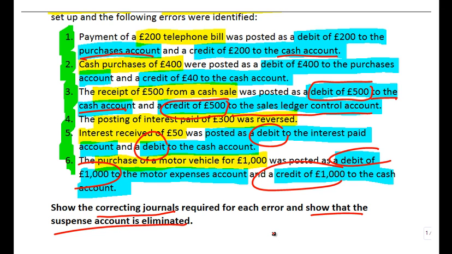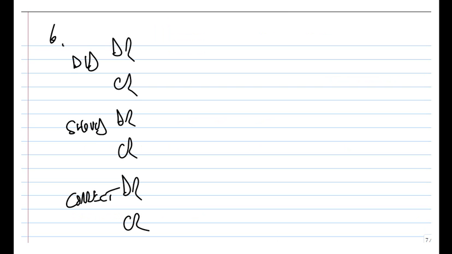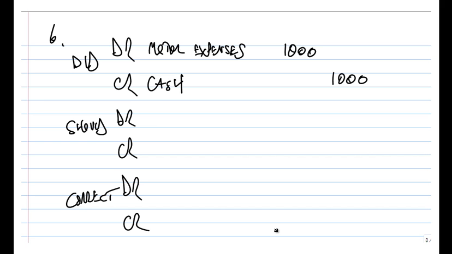Well, one more time, let's go through what double entry did they post, what double entry should they have posted, and therefore how can I correct their error? Well, what did they do? Well, they debited motor expenses and credited cash, each for £1,000. So in fact that double entry does balance, hence no impact on the suspense account. Well, why is that wrong?